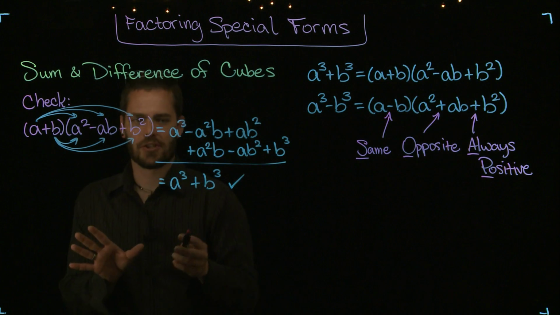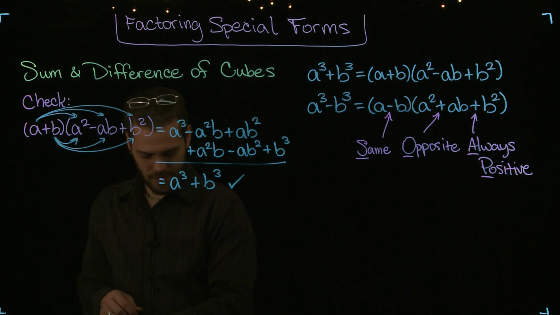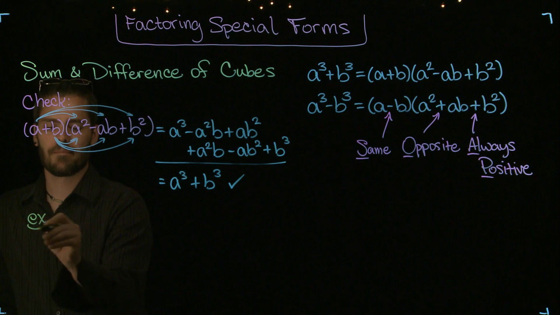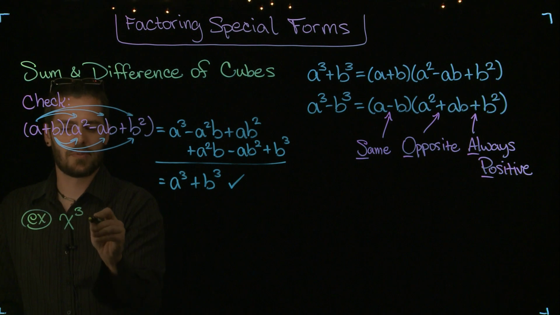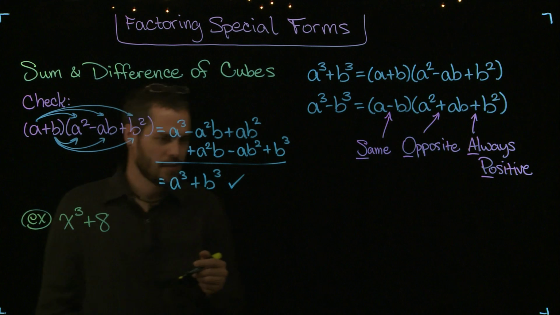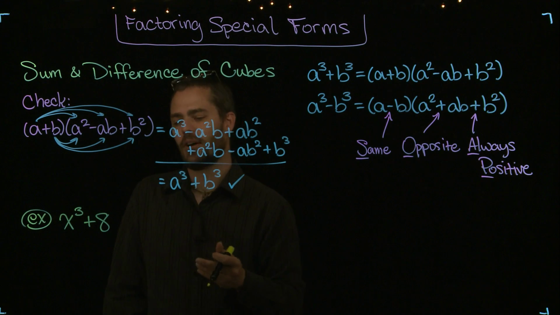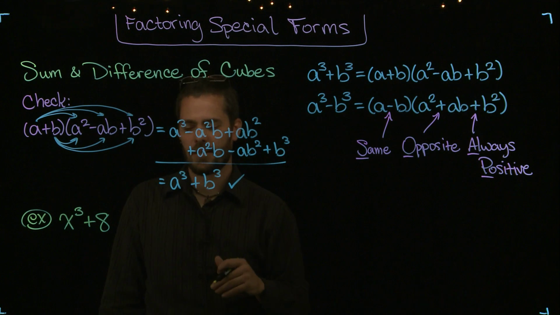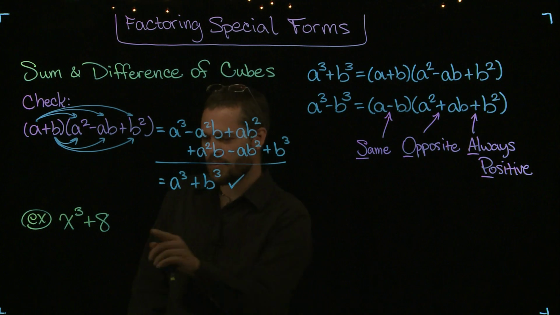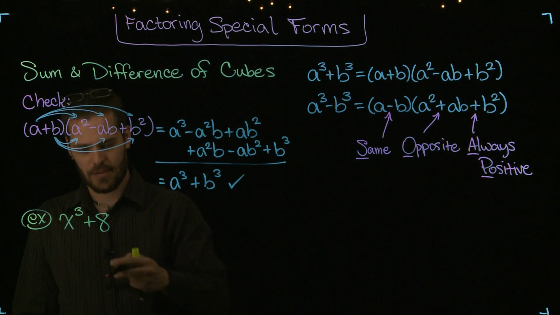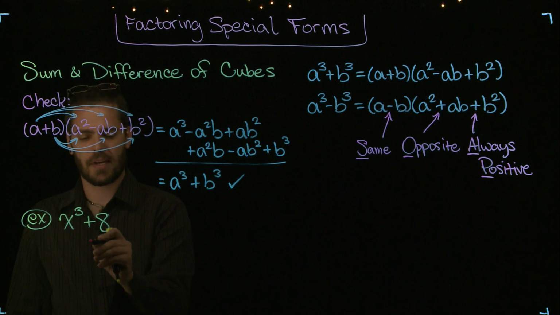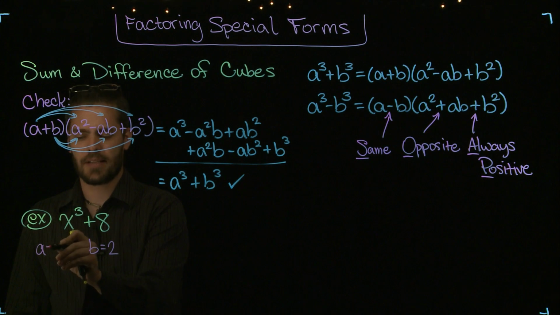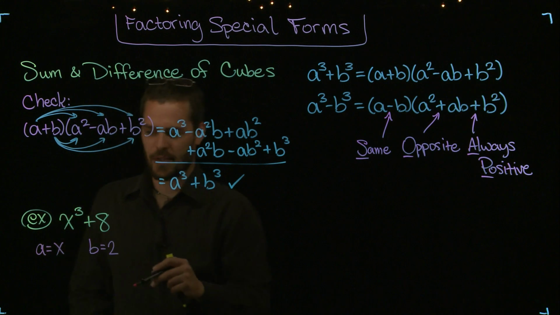So that being shown and at least one of them checked, let's take a look at a few examples. So suppose we had x cubed plus 8. Now, of course, it's helpful to know a few of your cubes off the top of your head when you're messing with the sum and the difference of cubes. For example, what cubed gives me 8? Well, it turns out that 2 cubed gives me 8. So I can say b is equal to 2. Of course, a is equal to x because x cubed gives me x cubed.